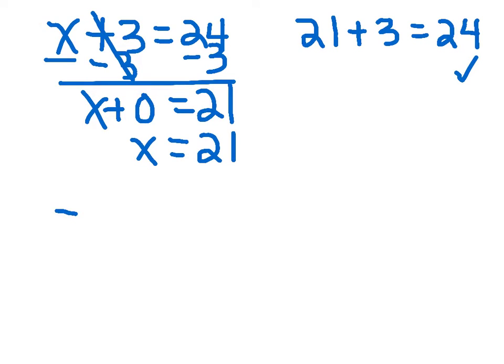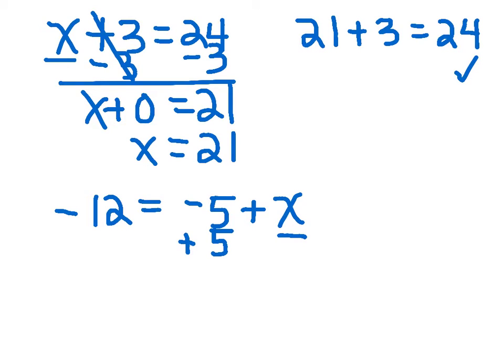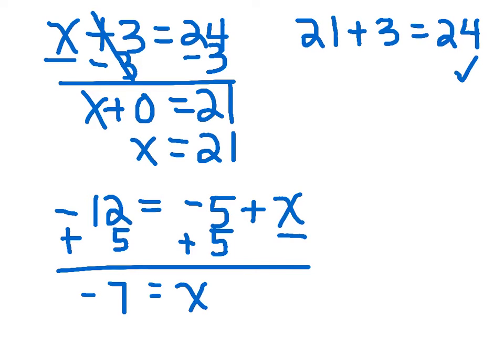What if, on the other hand, I have negative 12 is equal to, I don't know, negative 5 plus x? Well, now notice that x is on the other side of the equation. And what I need to do, how do I get rid of this negative 5? I want to turn negative 5 into 0 because 0 plus x is how we get x alone. The way I turn negative 5 into 0 is to add 5 because any number plus its opposite equals 0. When I add 5 here, I get negative 7 is equal to x. And once again, that's true because negative 12 equals negative 5 plus negative 7.